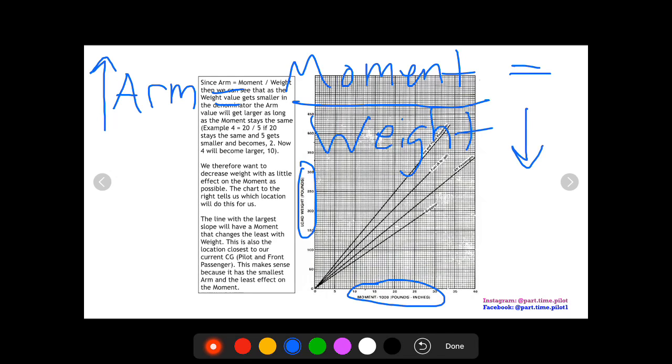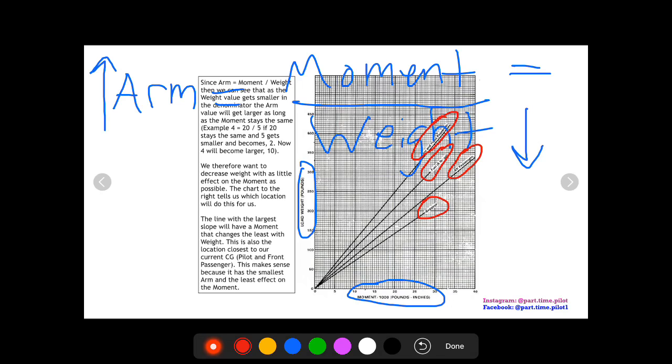And this is a handy chart because instead of calculating, all you have to know is the weight and where it's located, and you can find the moment. So each one of these lines is for a location on the plane. This line is for pilot and front passenger. This line is for the fuel. This line is for the back seat or aft passengers. And this line is for the baggage.